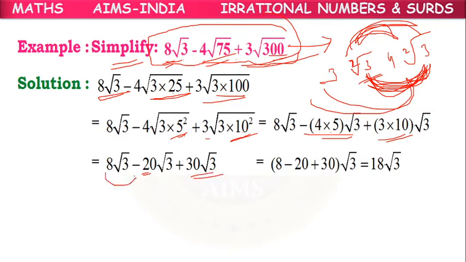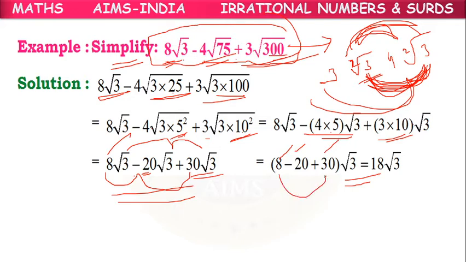Now see here, only the multiples are different, but the surds are same. So they are similar surds. Now after converting them into similar surds, we can add them or subtract them. We can take root 3 common. So what is remaining? 8 minus 20 plus 30. First we have to add positive terms. 8 plus 30, 38, minus 20, 18. So 18 root 3 is the answer after simplification.